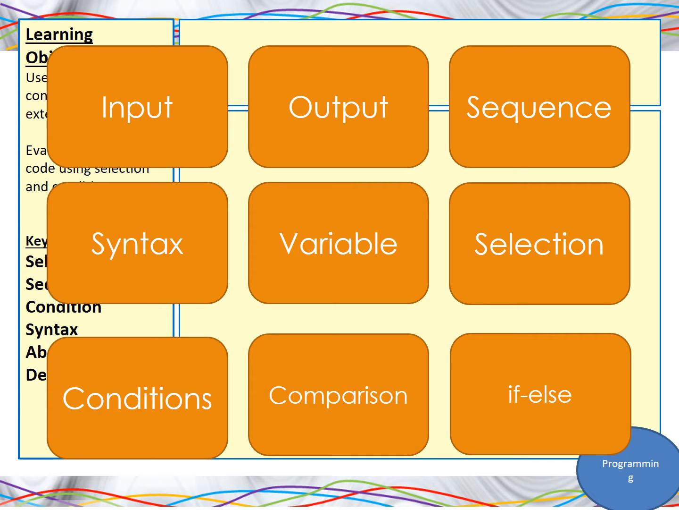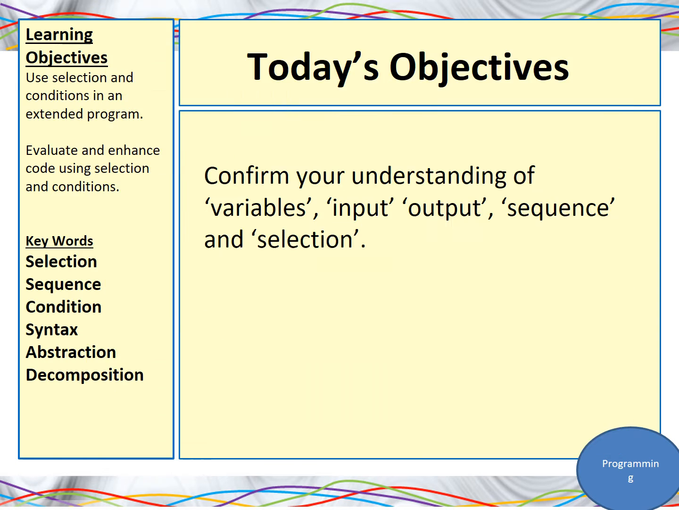Here are our keywords that we've been using throughout this unit. In today's lesson, we're going to try and review some of these words and look at them in different ways. So today we're going to be recapping variables, inputs, outputs, sequence and selection. Next lesson will be your end of topic assessment and we'll be looking at some revision strategies.